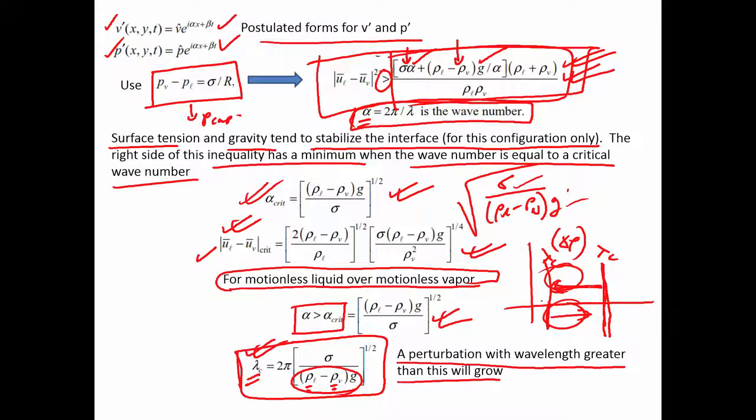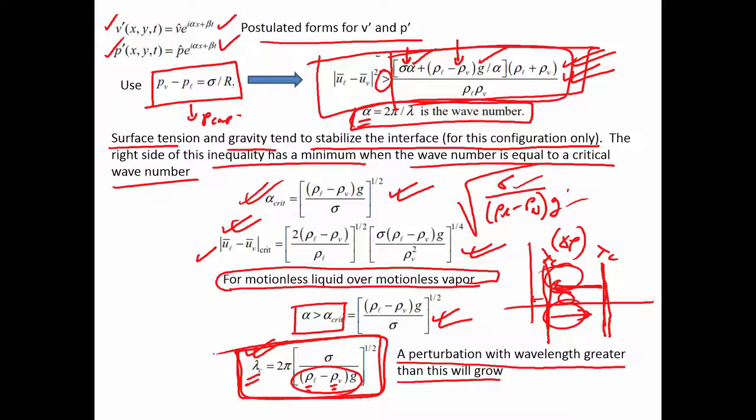On the other hand, if the density difference is too large, disturbances of very short wavelengths can also grow. So, that is a very key takeaway point. Even if you do not remember anything else, just remember this. This shows that for a motionless configuration, if the perturbation is greater than this wavelength, it will grow.